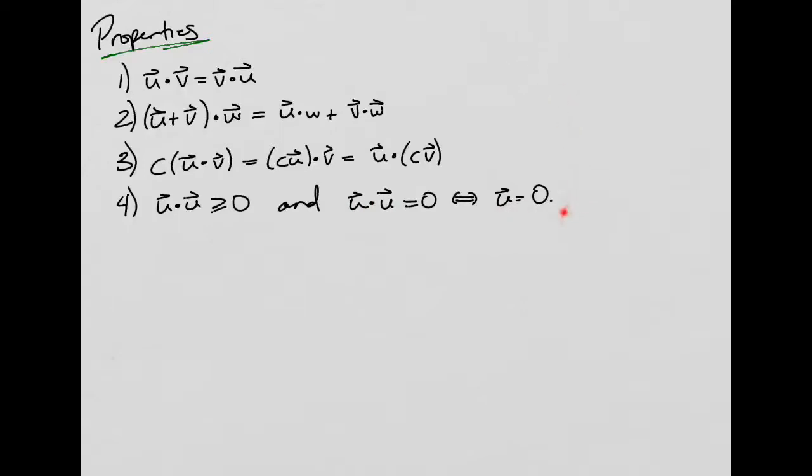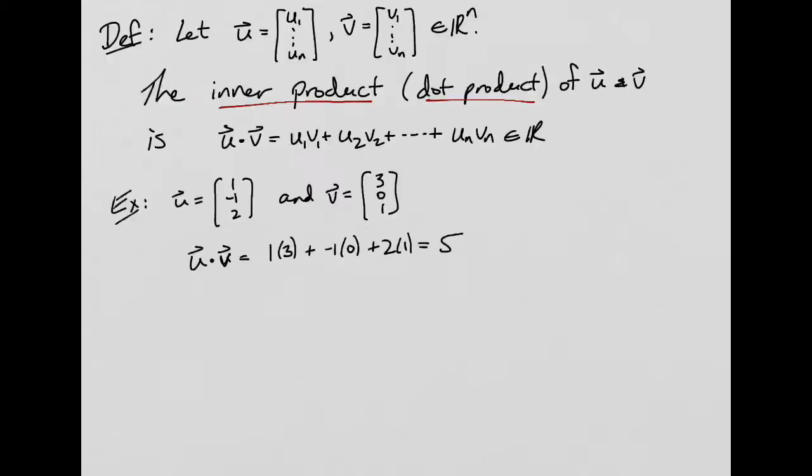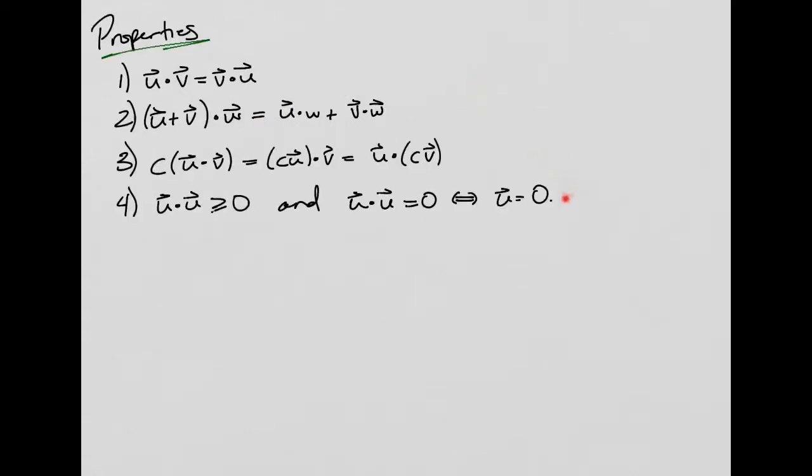Now it's pretty easy to see that each of these is true, and it all just goes back to the definition. If I think about the definition, it's obvious that the order doesn't matter, that this is commutative, because that just switches these entries, and multiplication is commutative. And similarly with the others, if you just write down the formula, you can see that these things are all true.